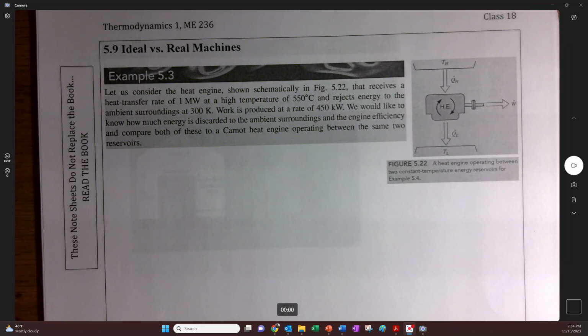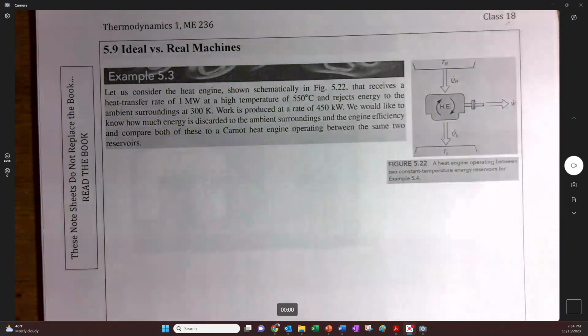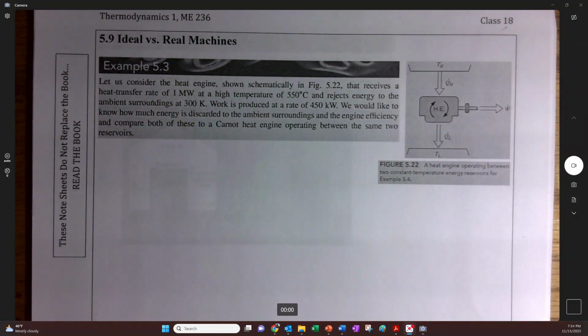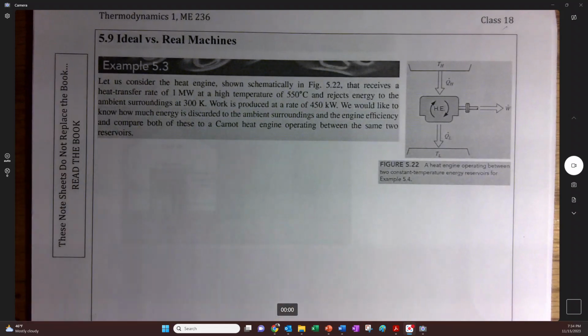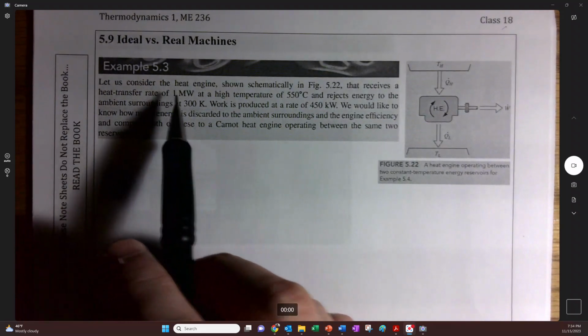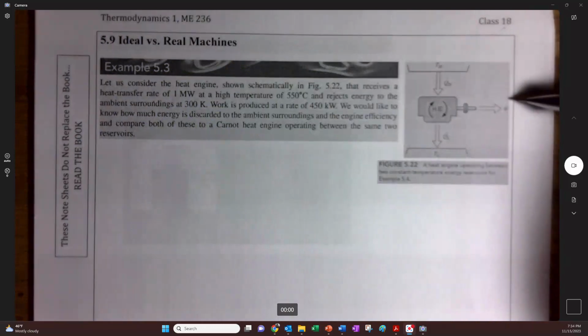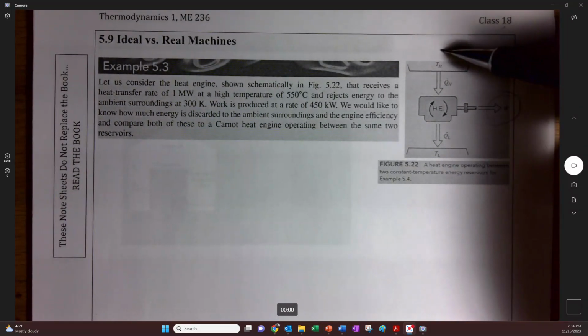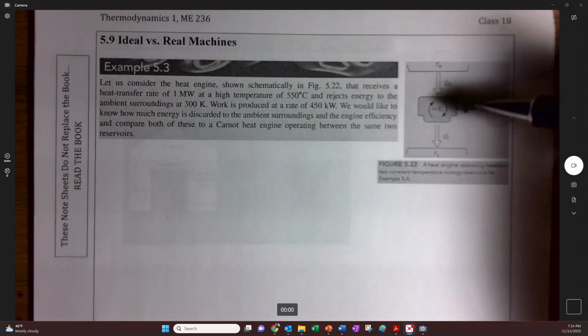Okay, we're going to continue with class 18 and go through examples. So here's example 5.3 from Borgnakke. We have this heat engine and we're producing power from this, as opposed to having a heat pump.